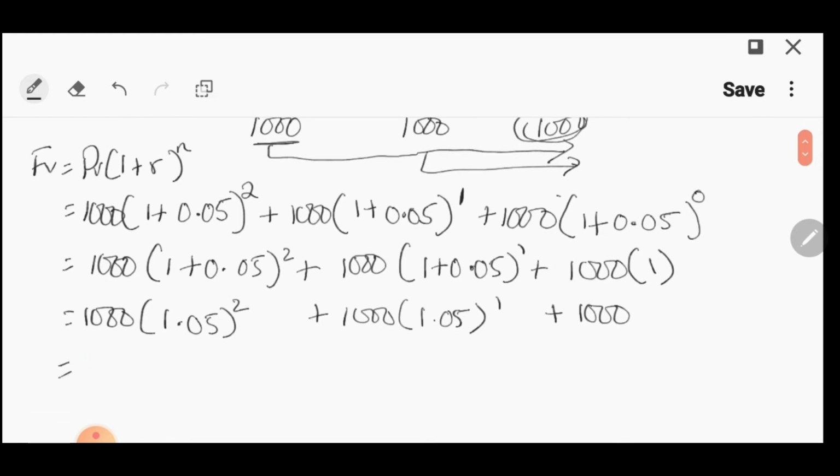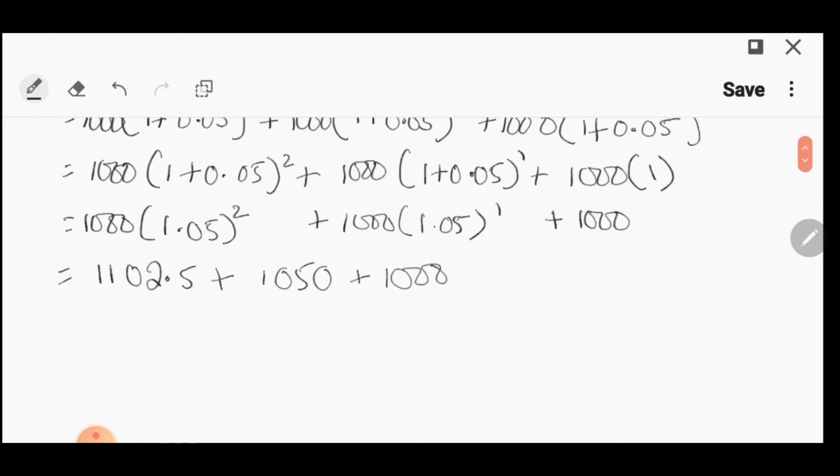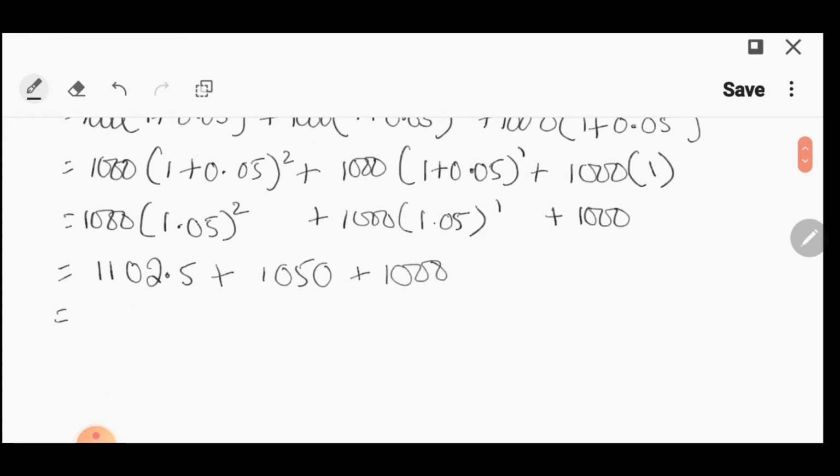Okay, so if you solve this, you will get the answer. So this has a value 1102.5, 1050, and this is 1000. $3152.5. This is your future value.